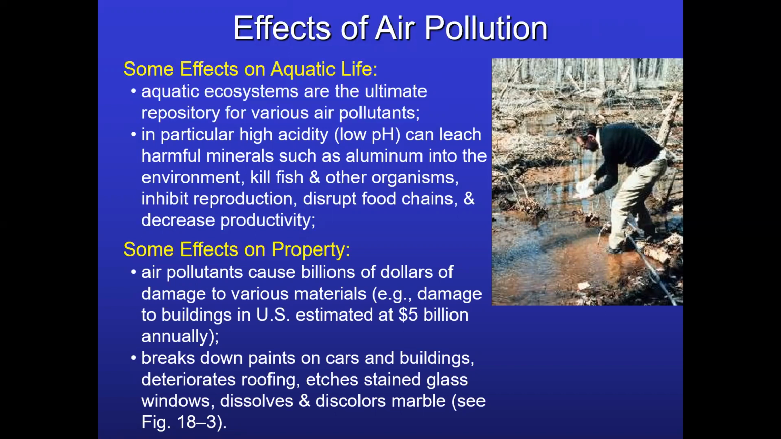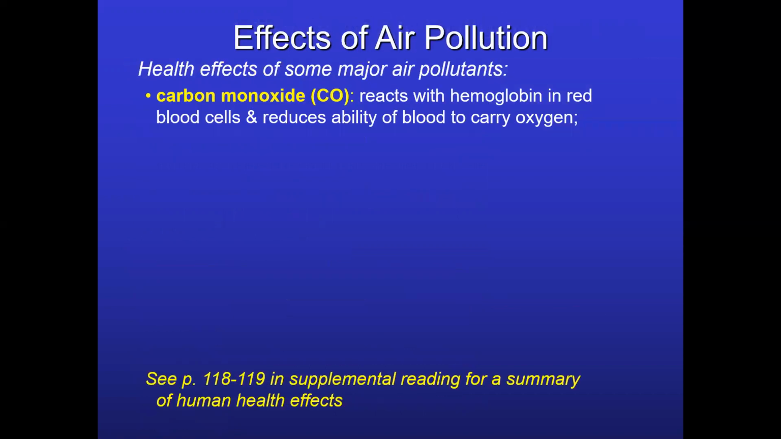But things I haven't mentioned before are that acid rain and acid pollution can break down the paint on cars, it can deteriorate roofing, and it can etch glass. So there's just a lot of negative effects of acid rain and air pollution in general on property. And then finally, we need to talk about what it does to people.